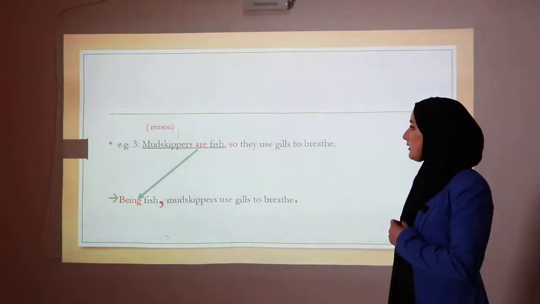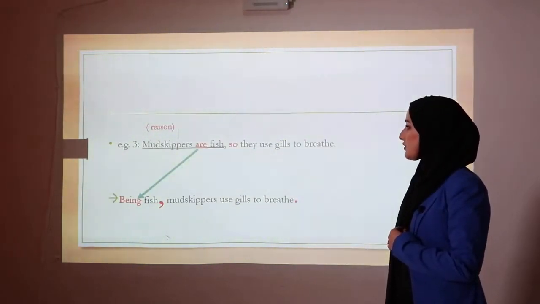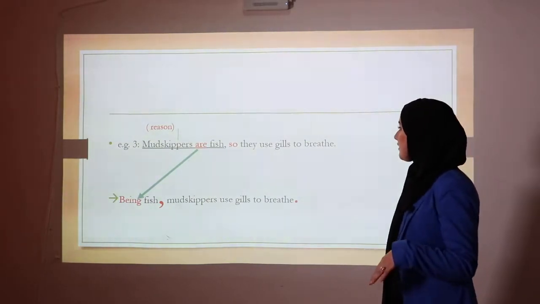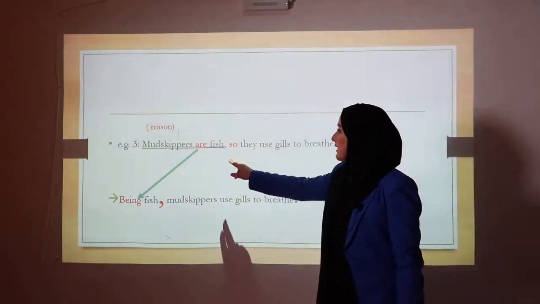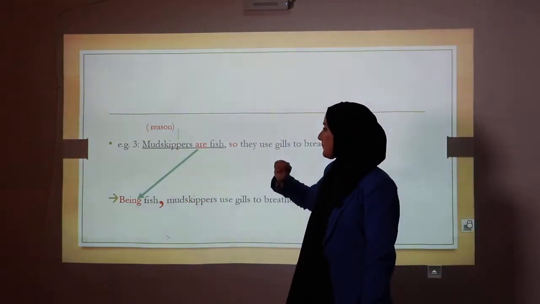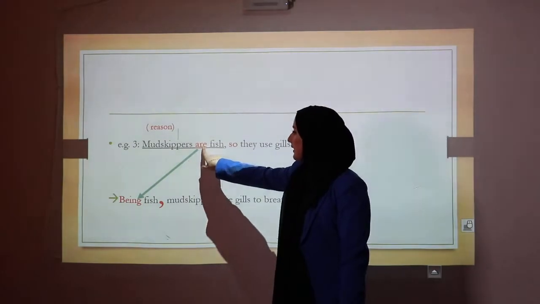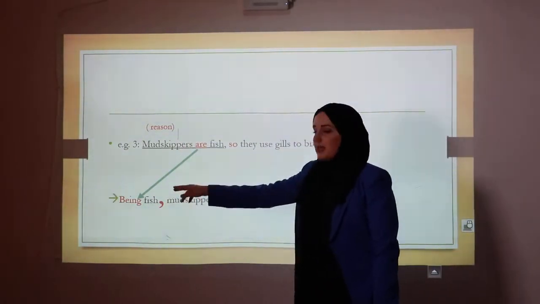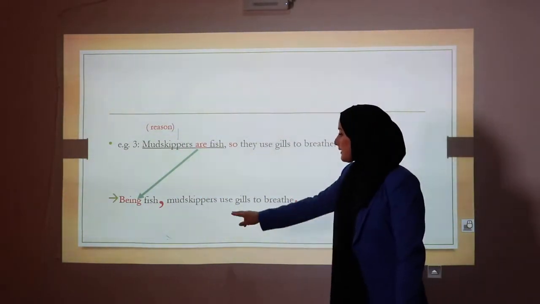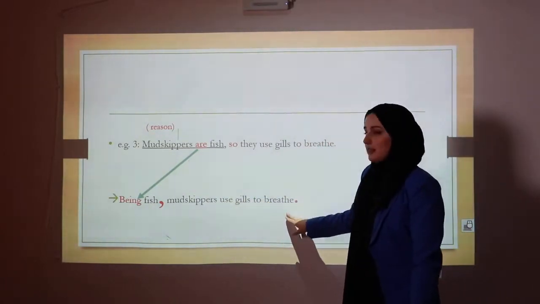The third example. Mud skippers are fish, so they use gills to breathe. The reason is mud skippers are fish. Where is the main verb? It's are, be verb. So it becomes being. Being fish, comma, mud skippers use gills to breathe.